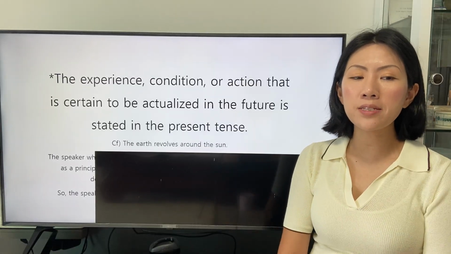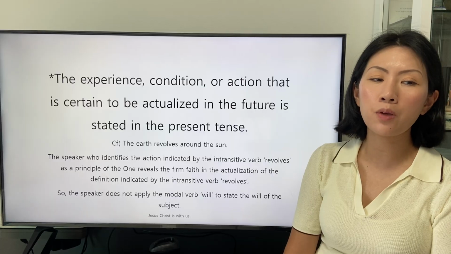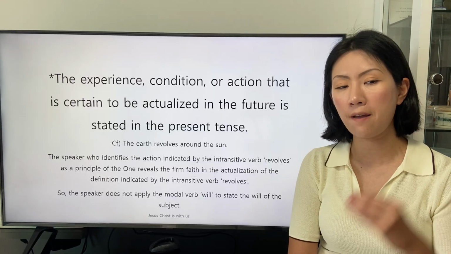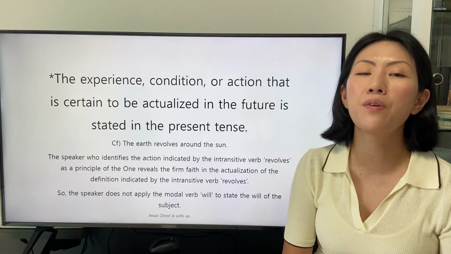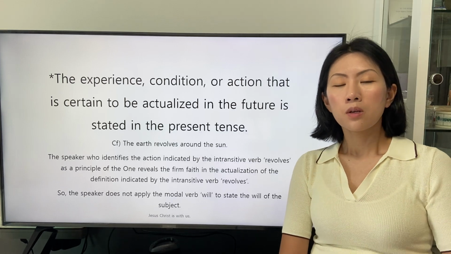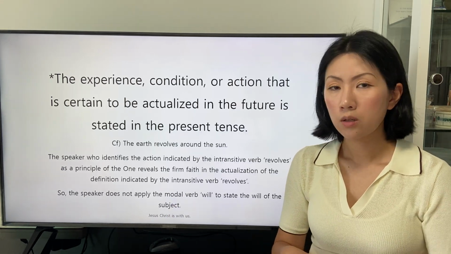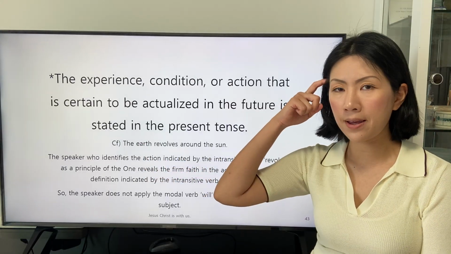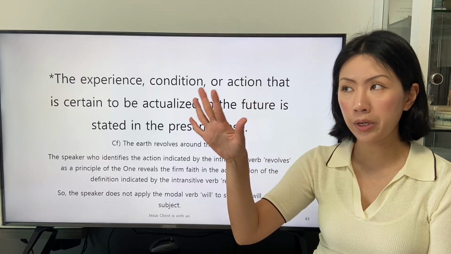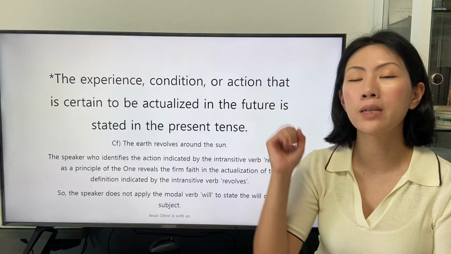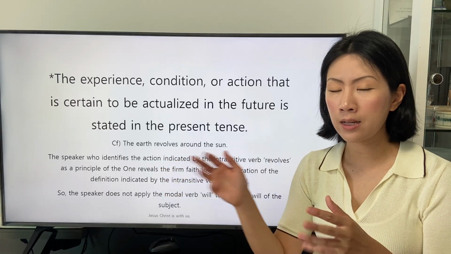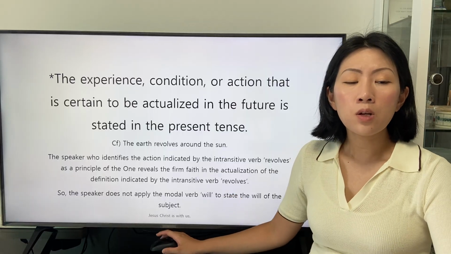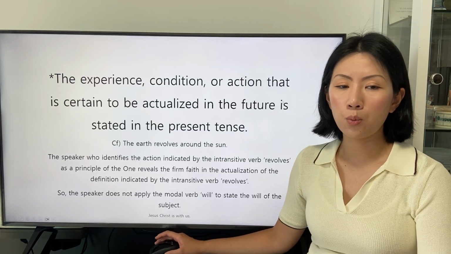The speaker who identifies the action indicated by the intransitive verb revolves as a principle reveals the firm faith in the actualization of the definition indicated by the intransitive verb revolves. Tomorrow, the earth revolves around the sun because the speaker has the faith that the one, our Lord, may allow another day as a daily bread. That's based on the faith. So the speaker does not apply the modal verb will to state the will of the subject.